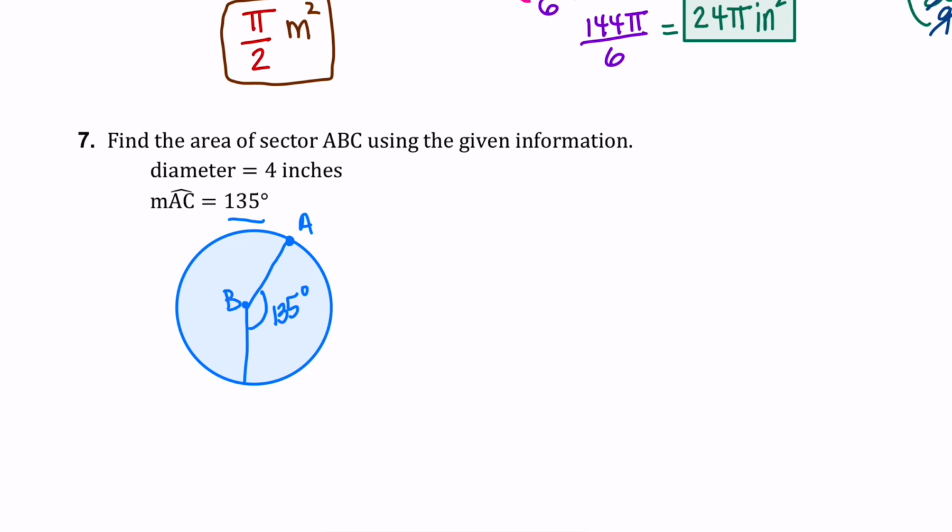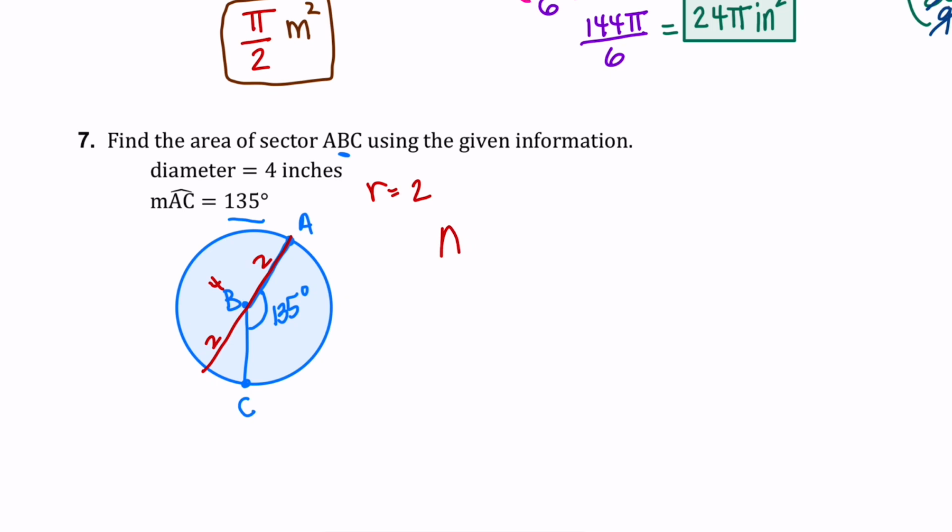B is going to be the center of my circle because it's in the middle of ABC, and C is here. They tell us our diameter of our whole circle is 4 inches. So if the diameter is 4 inches, that would go across the whole circle. The radius would be half of that, which is 2. So there would be 2 here and 2 here, which adds up to 4.